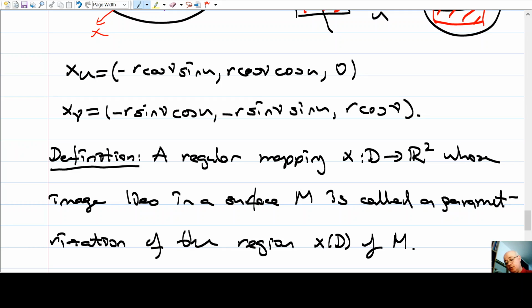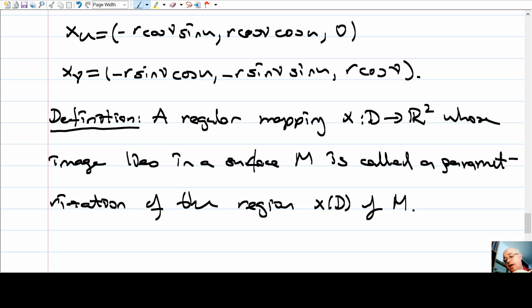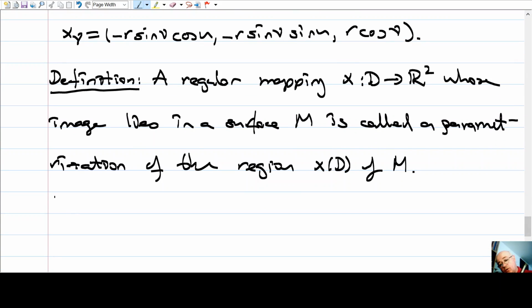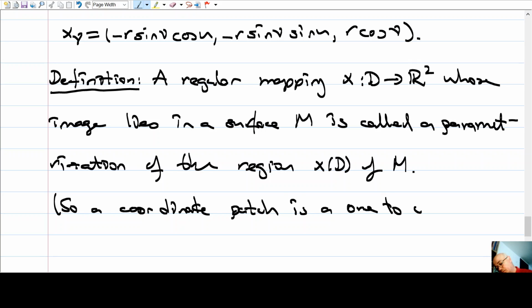Okay. So what's the difference between a surface patch and a surface parameterization? Well, the only difference is that they are both regular, but we don't require here that it's a one-to-one mapping. So a coordinate patch is a one-to-one proper parameterization.